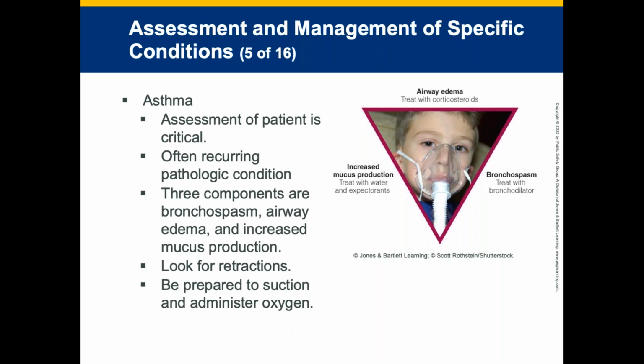There are three components to asthma: bronchospasm, airway edema, and increased mucus production. For the longest time, CPAP was actually contraindicated for asthmatics. Right now they're saying that it does work, but really what they need is the dilators. Ask questions about how and when the symptoms began. When assessing a pediatric patient, look for any retractions and nasal flaring. Be prepared to suction and administer O2.